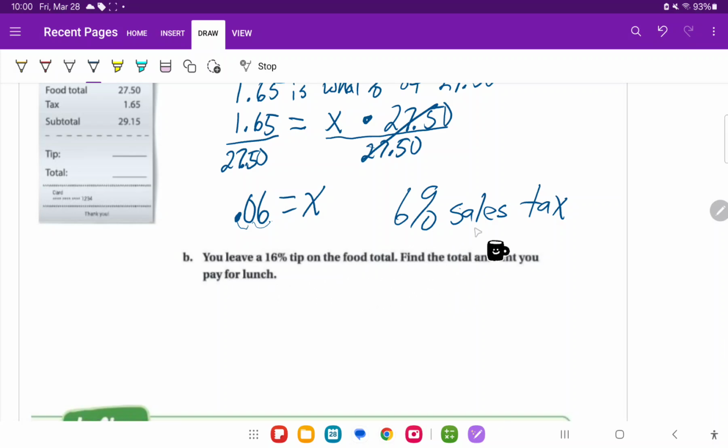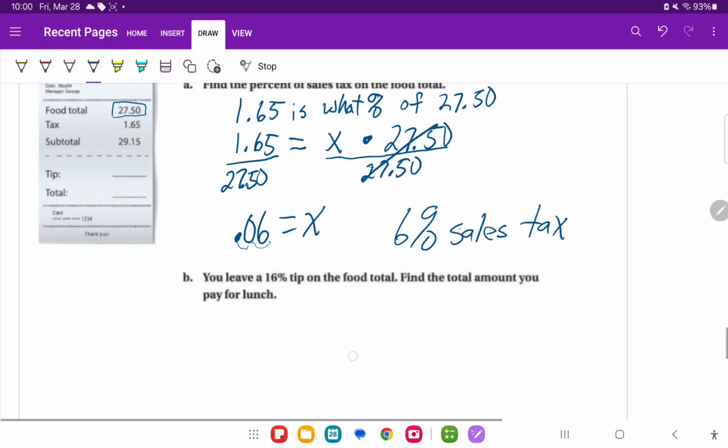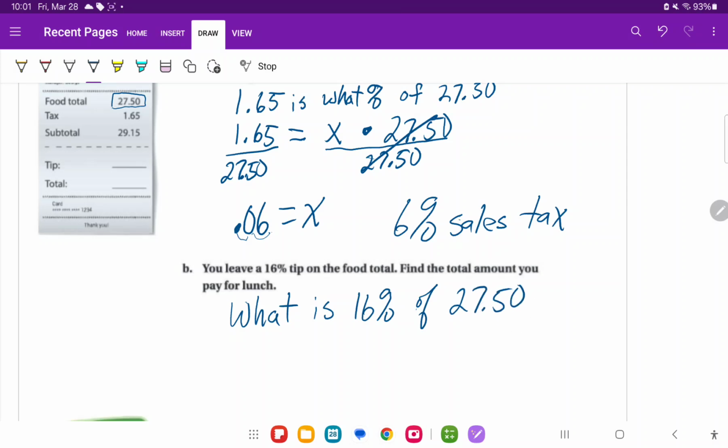Okay. So then you leave a 16% tip on the food total. So now find the total amount. So we have our total right here. Then we're going to add a tip to that, okay? So we're leaving a tip on the food total. So that means this one right here. Our 16% is going to come from that. So we're going to go, what is 16% of the 27.50, right?